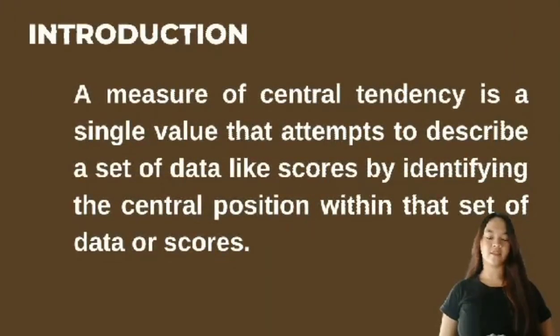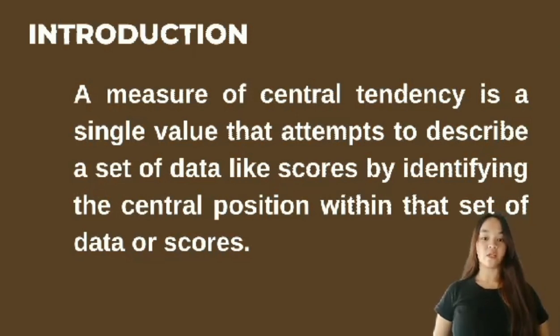Introduction. A measure of central tendency is a single value that attempts to describe a set of data, like scores, by identifying the central position within that set of data or scores. As such, a measure of central tendency, sometimes called a measure of central location, refers to the center of a distribution of observations, where scores tend to congregate. In a test of 100 items, where are most of the scores? Do they tend to group around the mean score of 50 or 80?